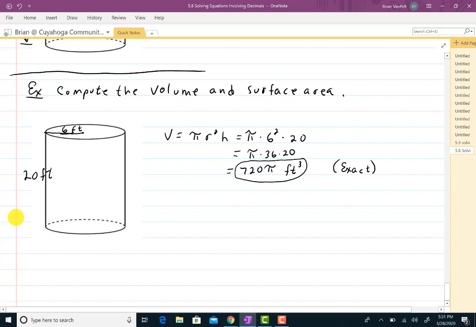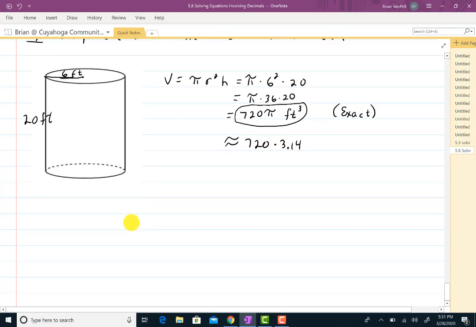Now, if I want an approximation to it, I'll have to do 720 times 3.14. So let me go ahead and do that one. I guess I'll do it over here. 314 times 720. I'm putting the 720 on the bottom simply because the first row will just be 0 and I won't have to worry about it. So I'm actually starting the second row here. Or you could do something like that.